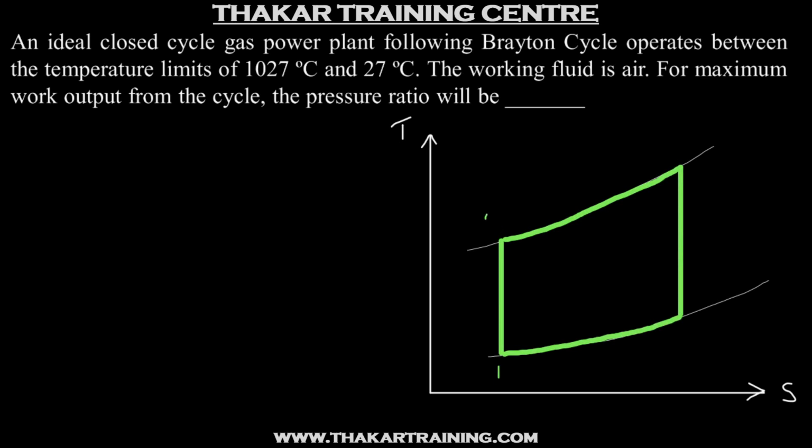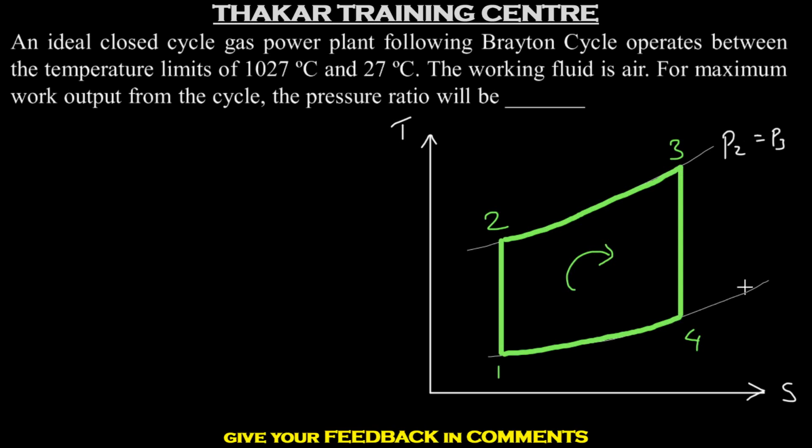So this is a cycle 1, 2, 3, 4. First we will have isentropic compression followed by constant pressure heat addition, then isentropic expansion and then constant pressure heat rejection. So this is a cycle 1, 2, 3, 4. These are the constant pressure lines. So this is P2 equal to P3 and this is P1 equal to P4.